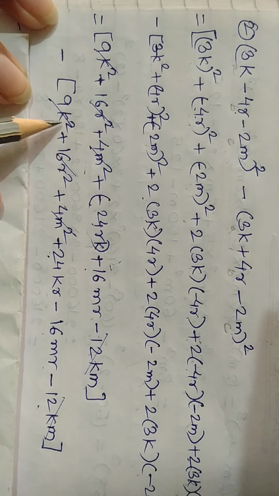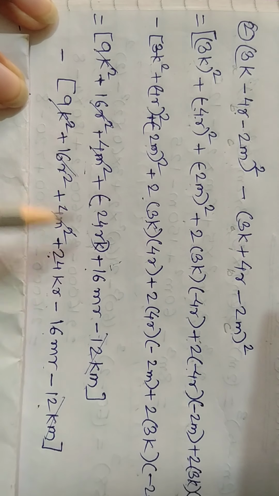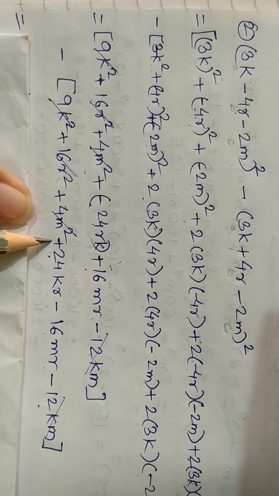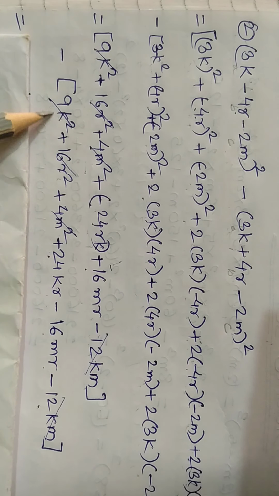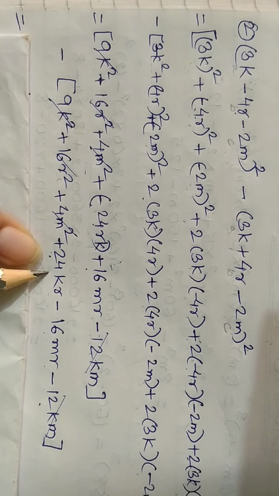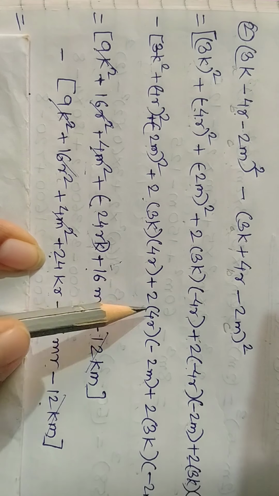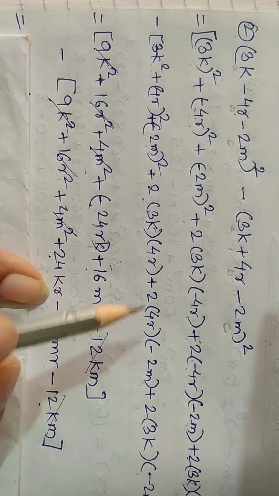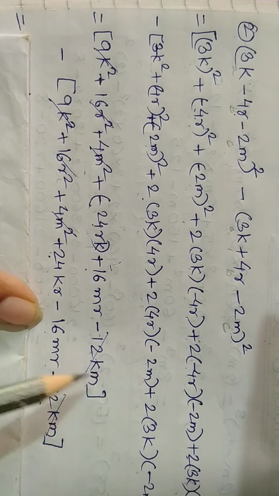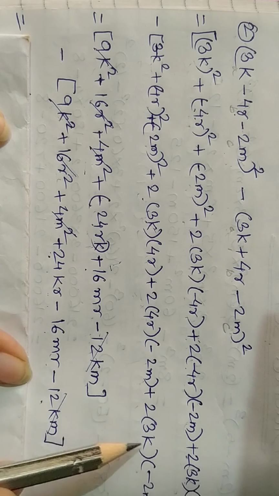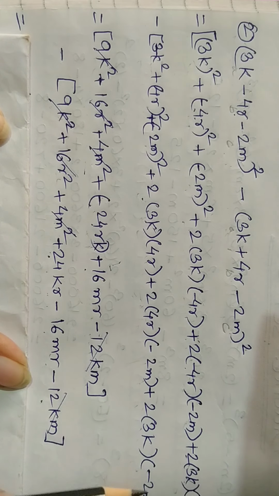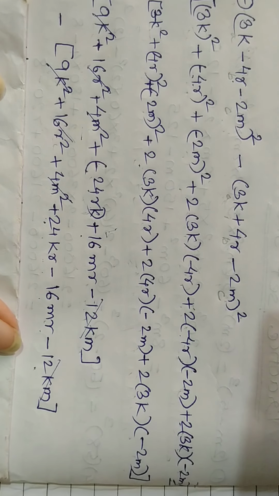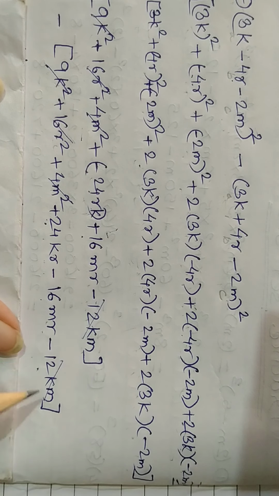See here, the second bracket, same way as I explained: 9k², then 16r², 4m², this is a² + b² + c², and here these terms: 2 into 3 into 4, 24kr, then 2 into 4 into −2, −16mr, then 2 into 3 into −2m, that is −12km.